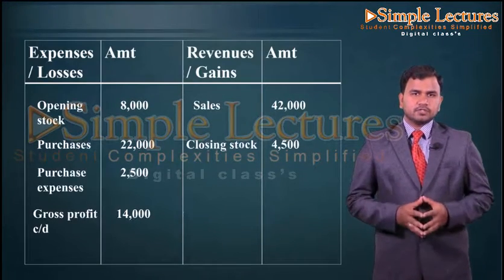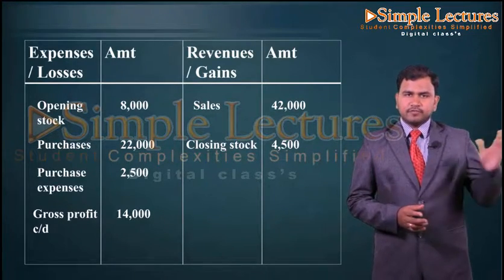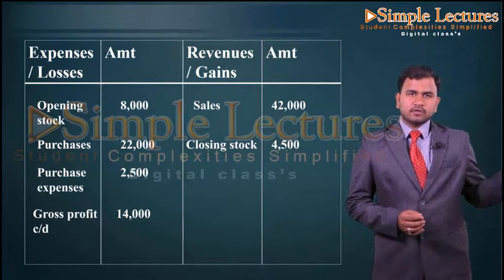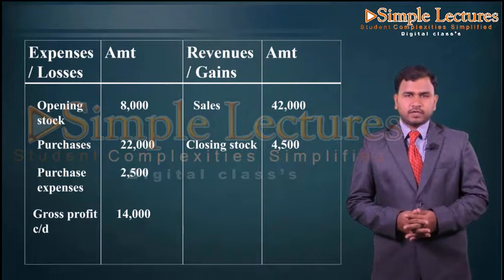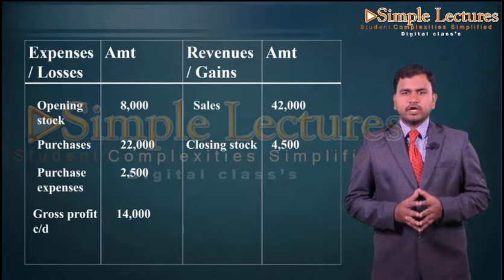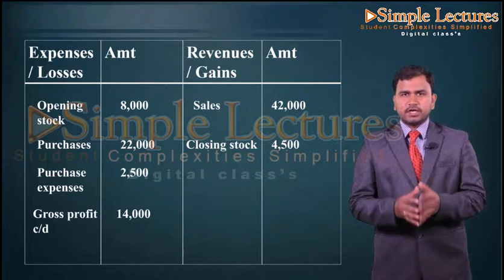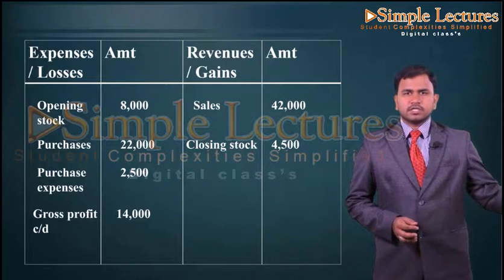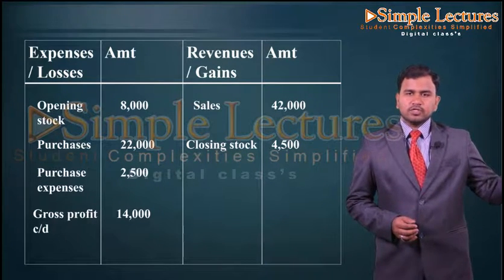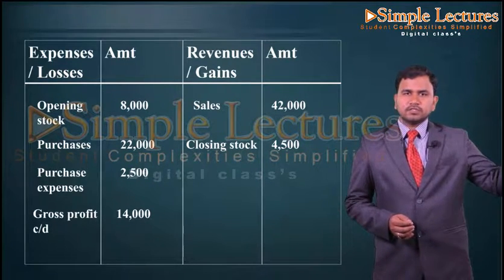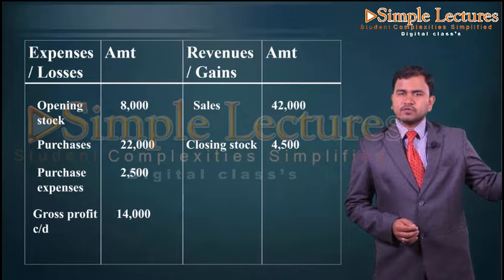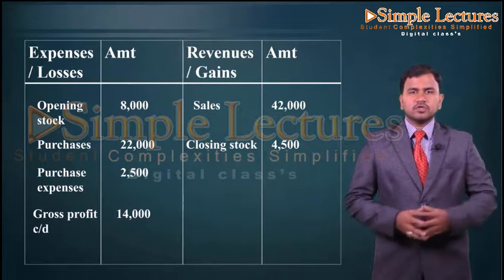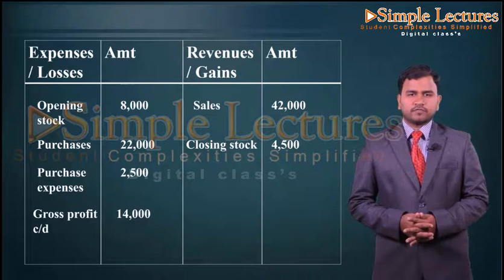Then we have closing stock, which is 4,500, which will be recorded in the credit side, closing stock 4,500. In the trading account, we have to close the account and see whether we are getting gross profit or gross loss. When we consider the total of credit side, the total we have is 42,000 which is of sale and 4,500 which is of closing stock. So the total of credit side is 46,500.